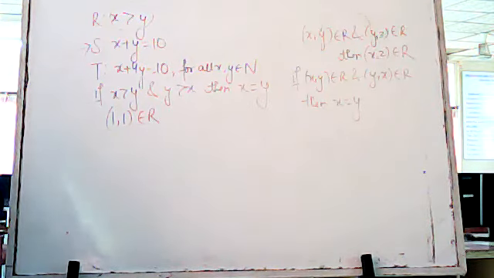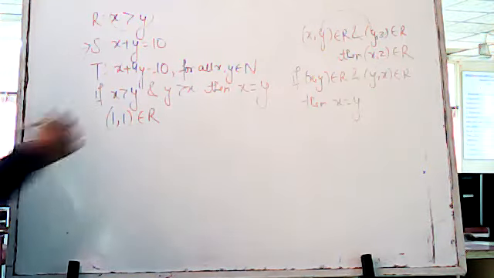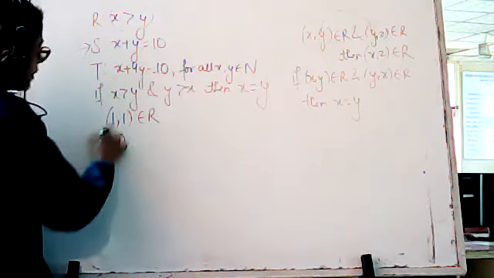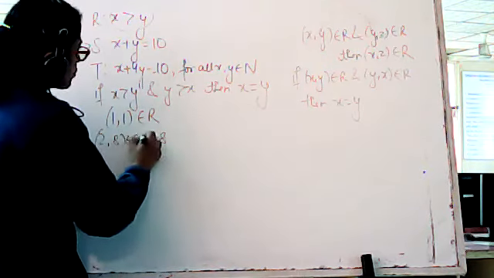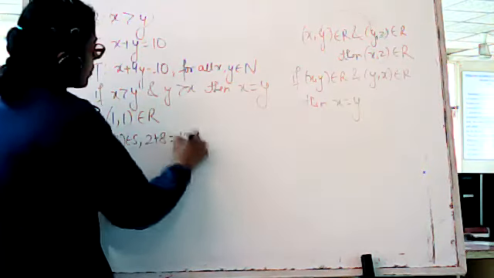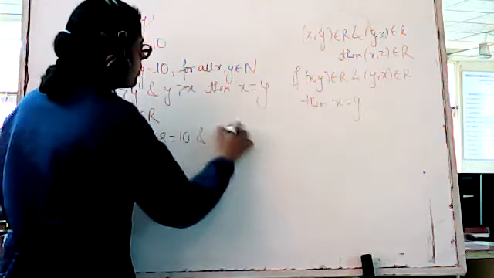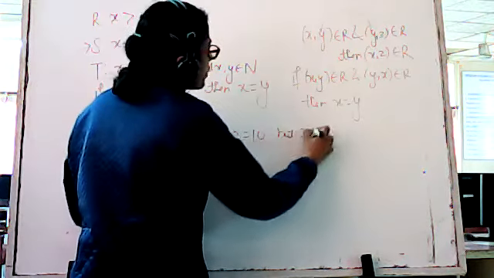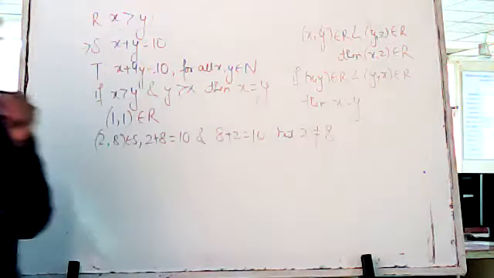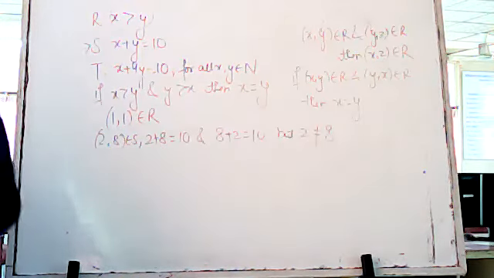Second part, for S, what do we have? S is the relation x plus y equals 10. Consider ordered pair (2, 8). Let (2, 8) belong to S. Now 2 plus 8 equals 10, and 8 plus 2 is also equal to 10. But 2 is not equal to 8. So S is not antisymmetric here.